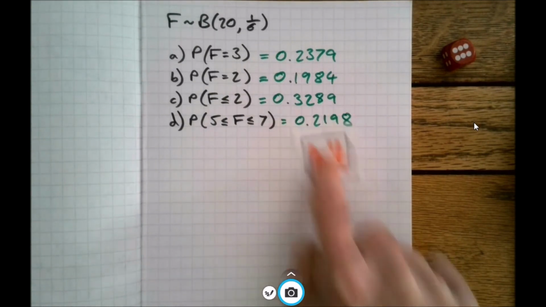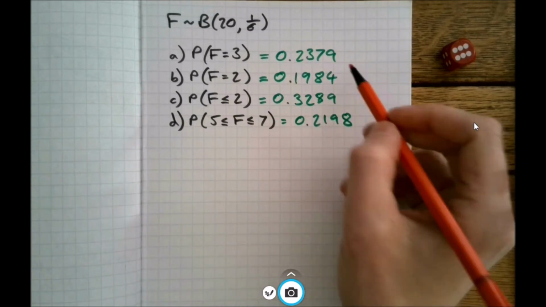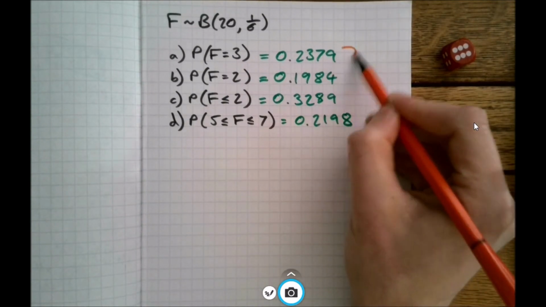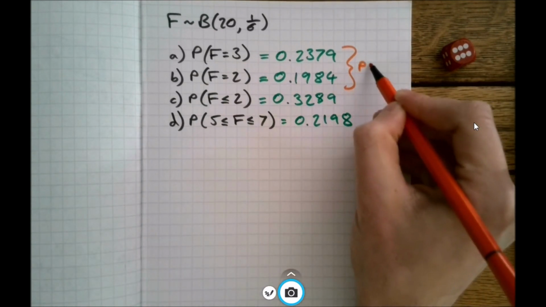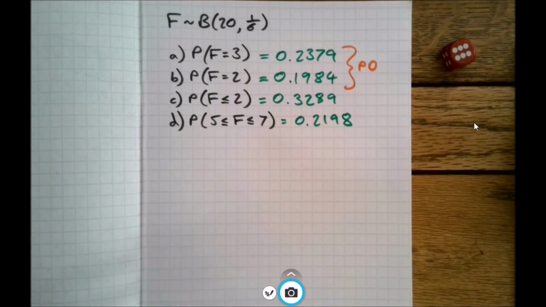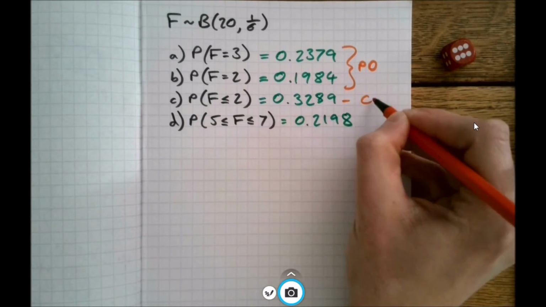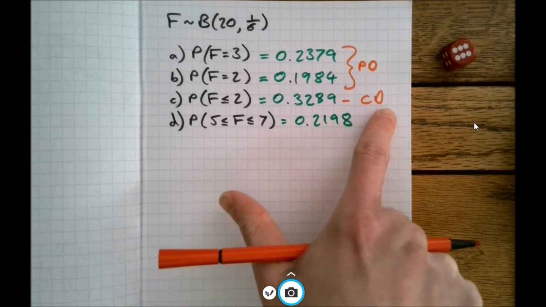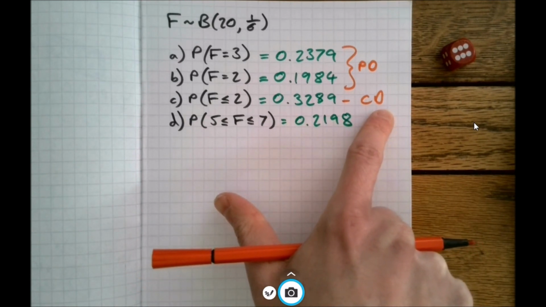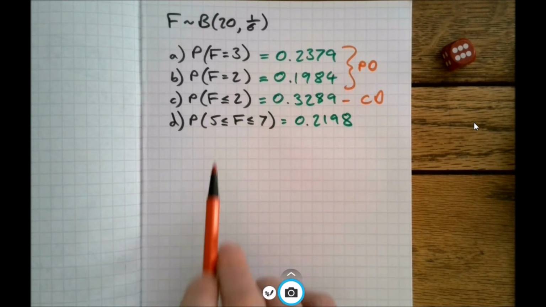Hopefully you've had a go at those and got these numbers. If you've used your ClassWiz, you will have remembered that to get these ones, we've used the binomial PD setting, that's point distribution, and for this one, we've used the CD setting, which is cumulative distribution, like cumulative frequency diagrams at GCSE, like adding up along the way.